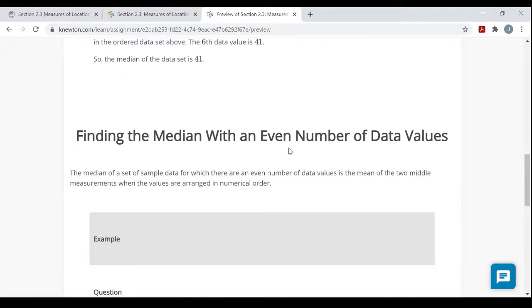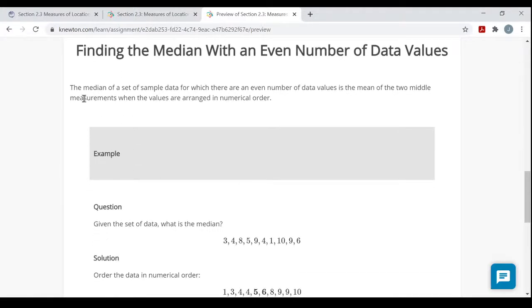When there's an even number of data values, you're going to take the average of the two middle values after you rearrange them. The median of a set of sample data for which there are an even number of data values, so 8, 10, 12, etc., is the mean, the average, add them up, divide by 2, of the two middle measurements when the values are arranged in numerical order.